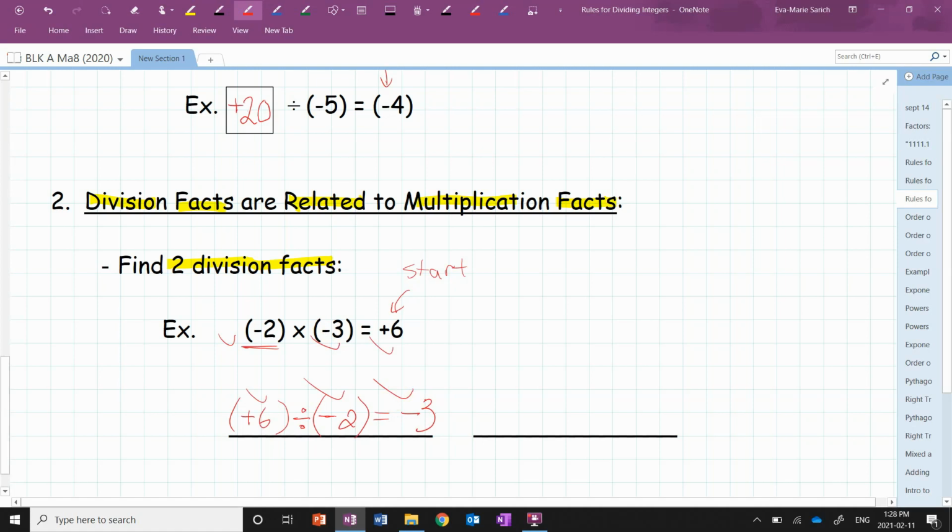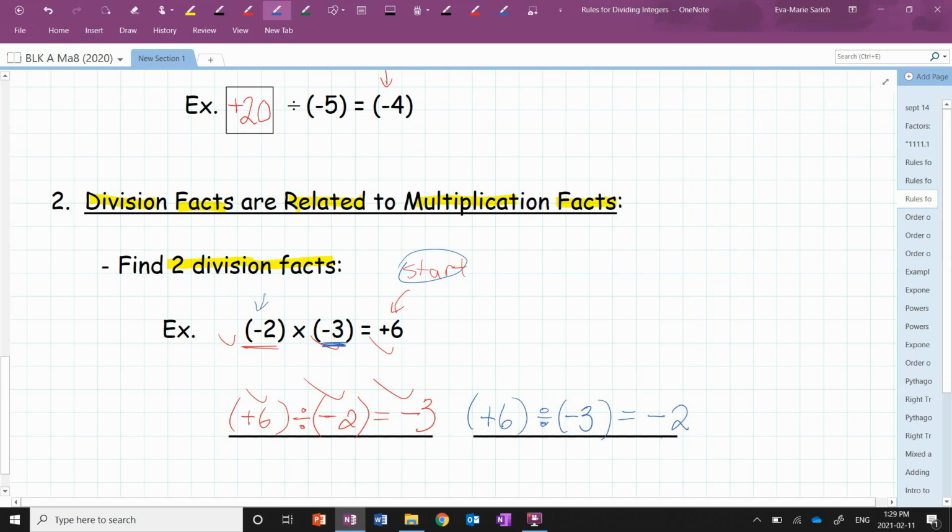Okay, let's rearrange this into a second division fact. And again, we're going to start with the answer, which is positive 6. Instead of dividing positive 6 by the -2 that we did the first time, right here, we're going to divide it by the other number, which is -3. Then we have to work out the answer. Well, guess what? The answer is going to be the other number. All 3 numbers occur here. They're just rearranged in a different way. So this is going to equal -2.